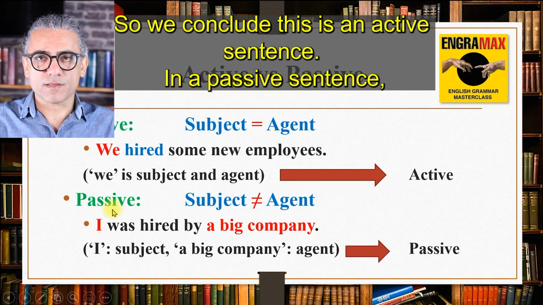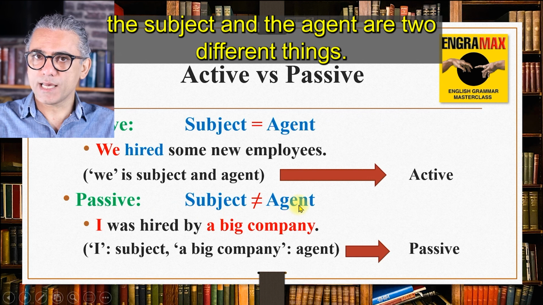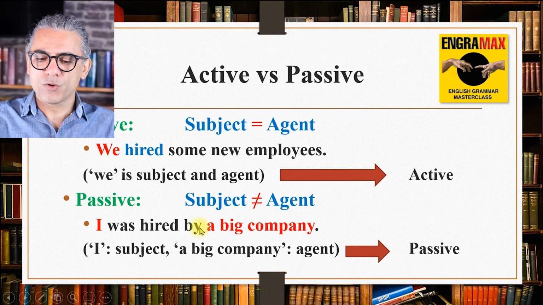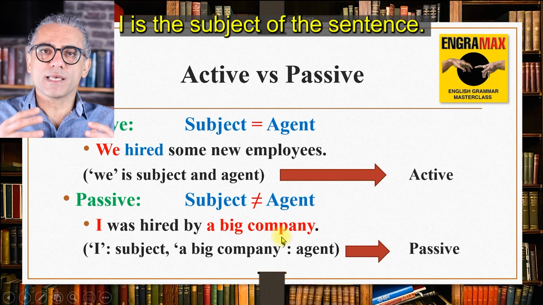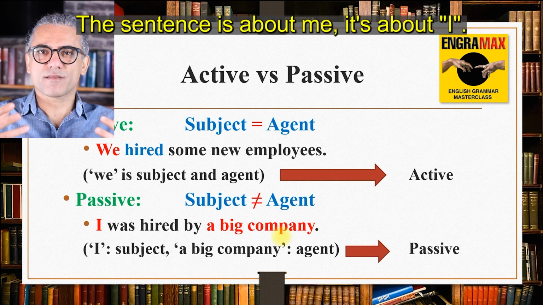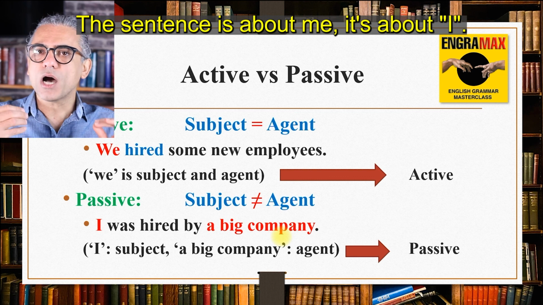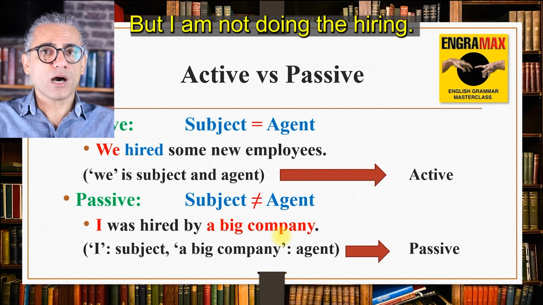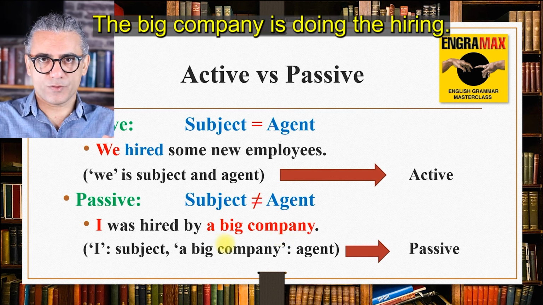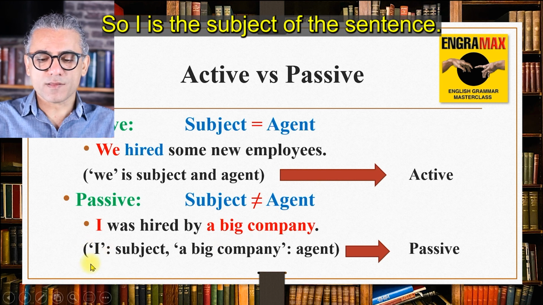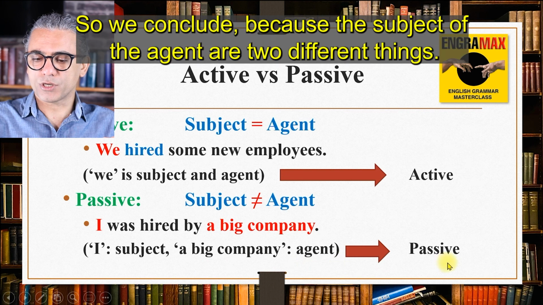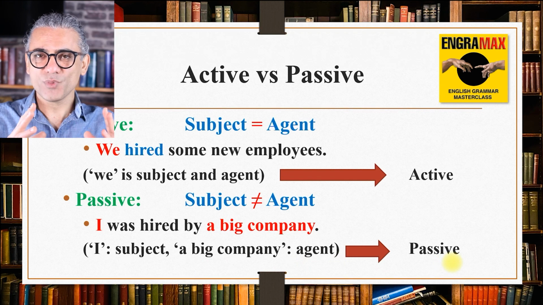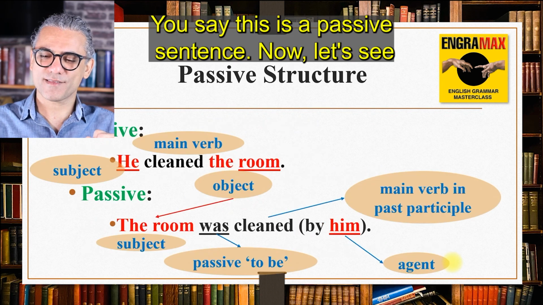In a passive sentence, the subject and the agent are two different things. We say, I was hired by a big company. I is the subject of the sentence. The sentence is about me. But I am not doing the hiring. The big company is doing the hiring. So I is the subject in the sentence and a big company is the agent. So we conclude, because the subject and the agent are two different things, this is a passive sentence.